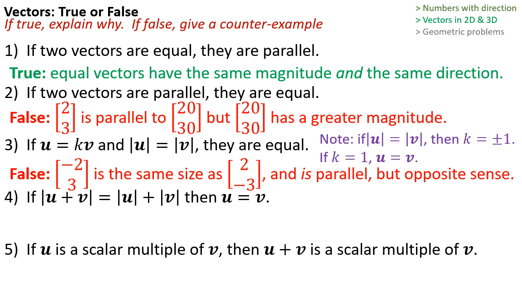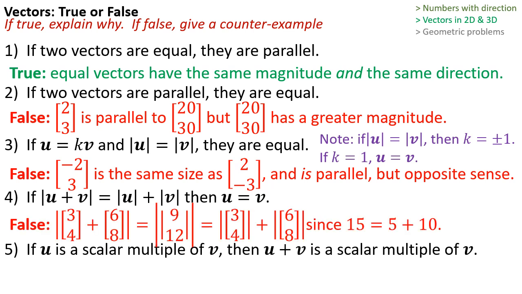For this one, here's a good counterexample. U and v in this case are parallel to one another, and that means that if you were to add them and work out the total size, that's equivalent to working out the size of the two vectors and then adding them. However, they don't have to be equal, they just need to be going the same way.